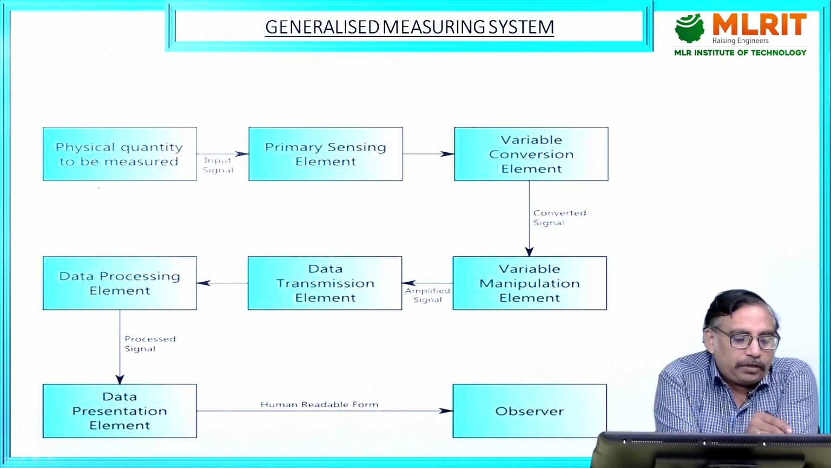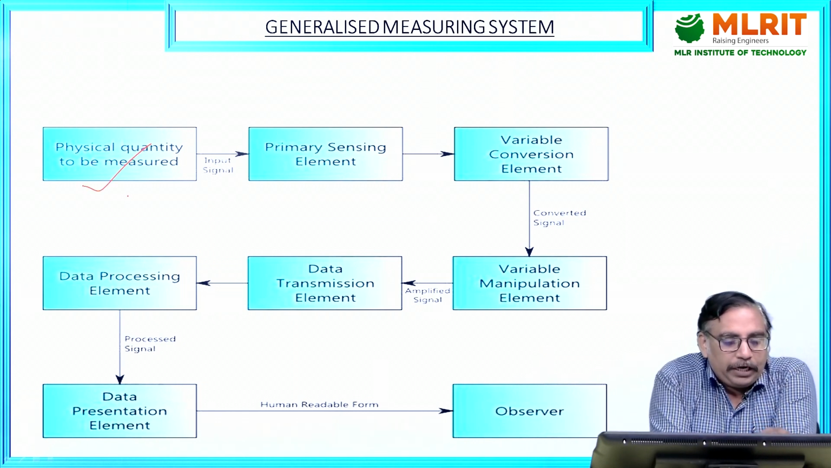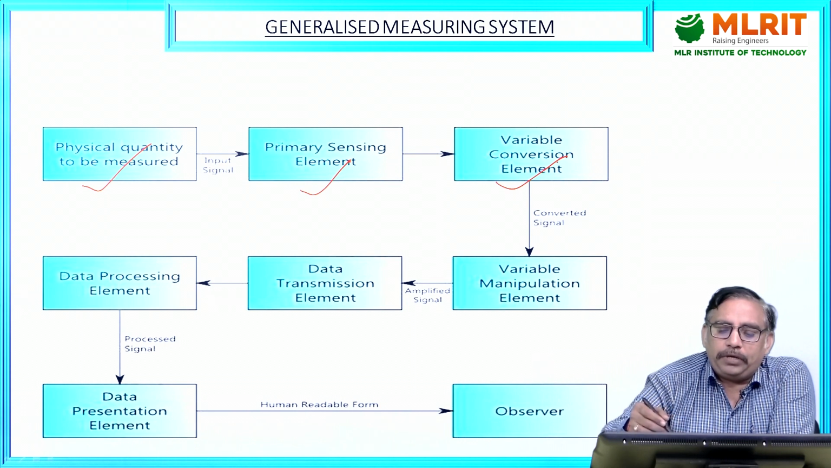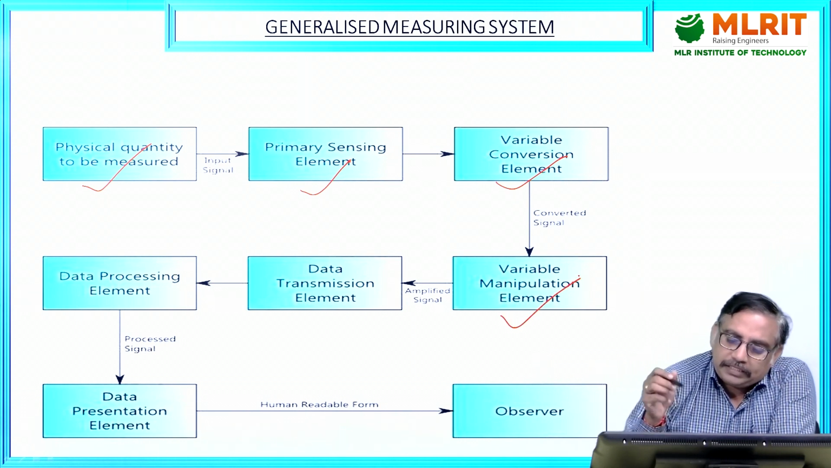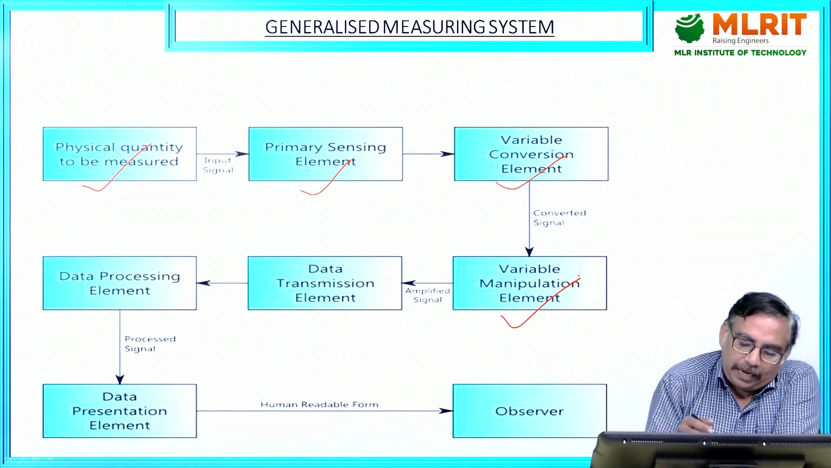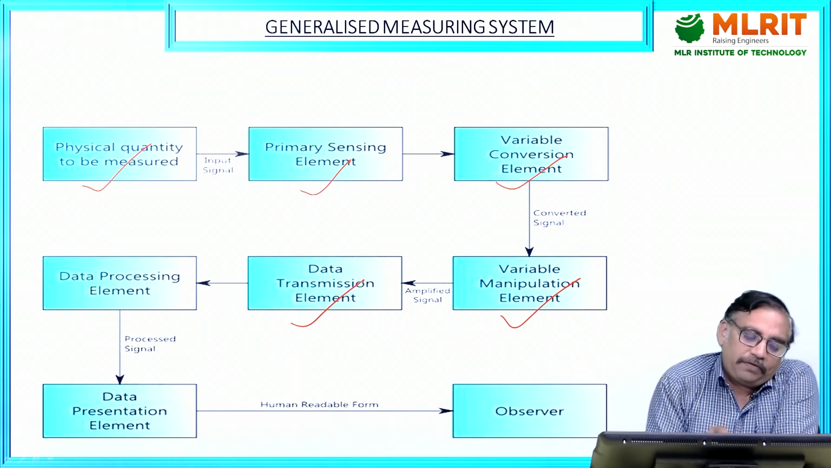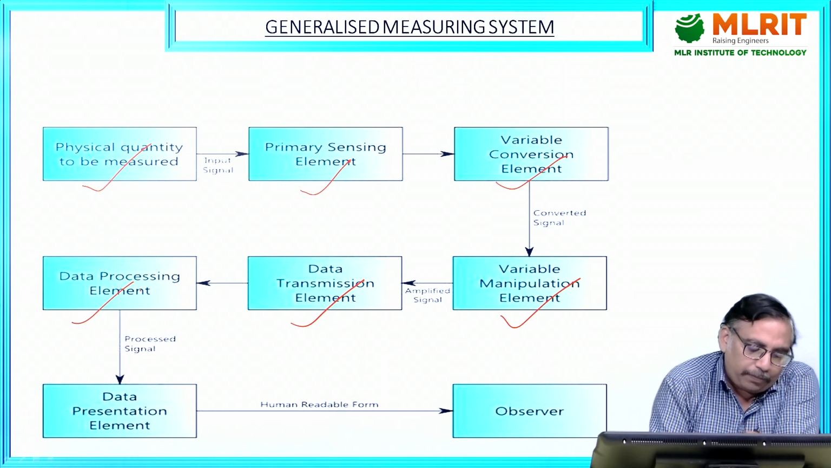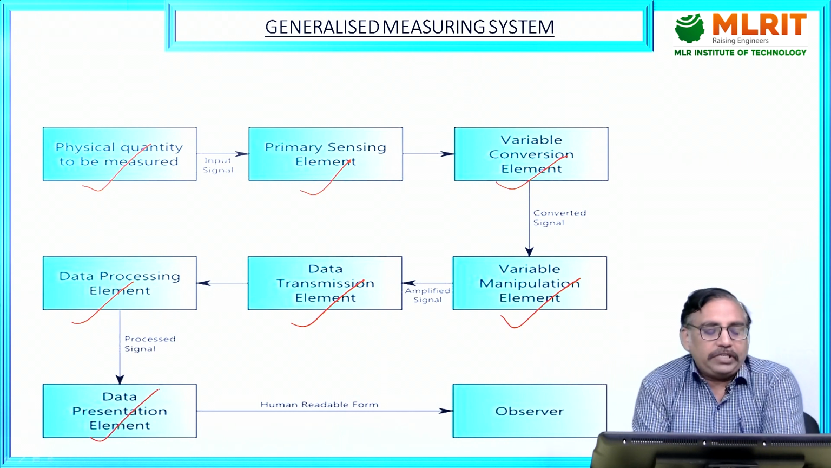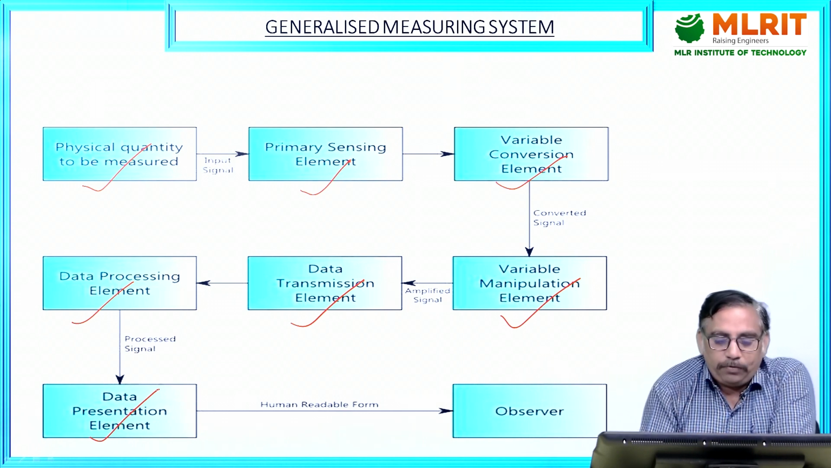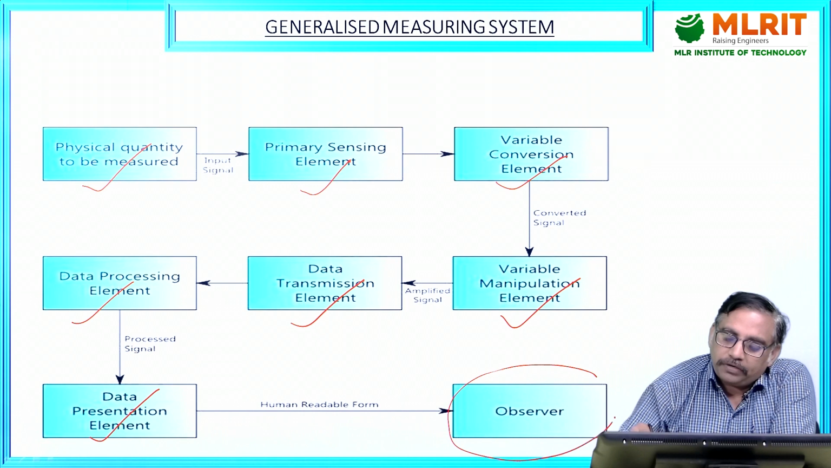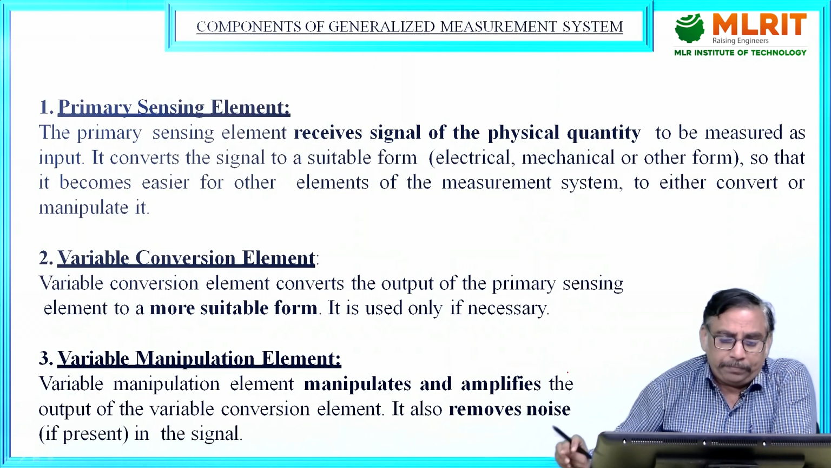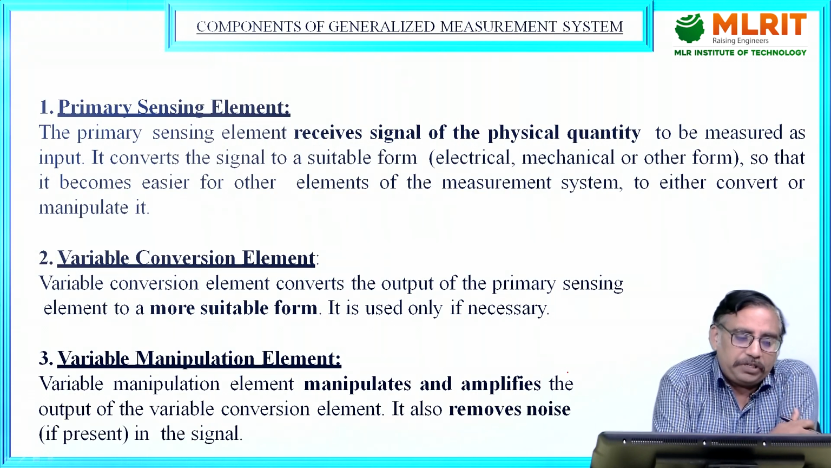The physical quantity to be measured, the first one, will be giving an input signal to the primary sensing element, then in turn it will be going to the variable conversion element. The conversion element will convert the signal and send it to the variable manipulation element, then this manipulation element will amplify it and send it as an amplified signal to the data transmission element. Then this data will be processed in the data processing element, then this processed signal will be sent to the data presentation element, which converts it into human readable form, which will be going to the observer. The observer is nothing but the customer for that particular quantity.